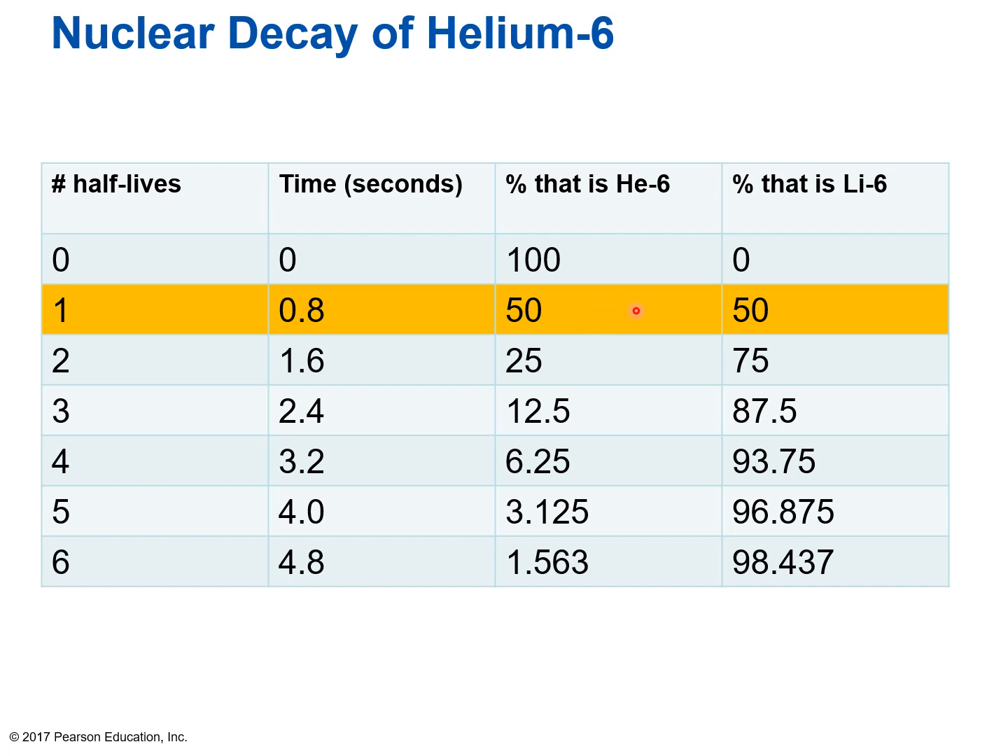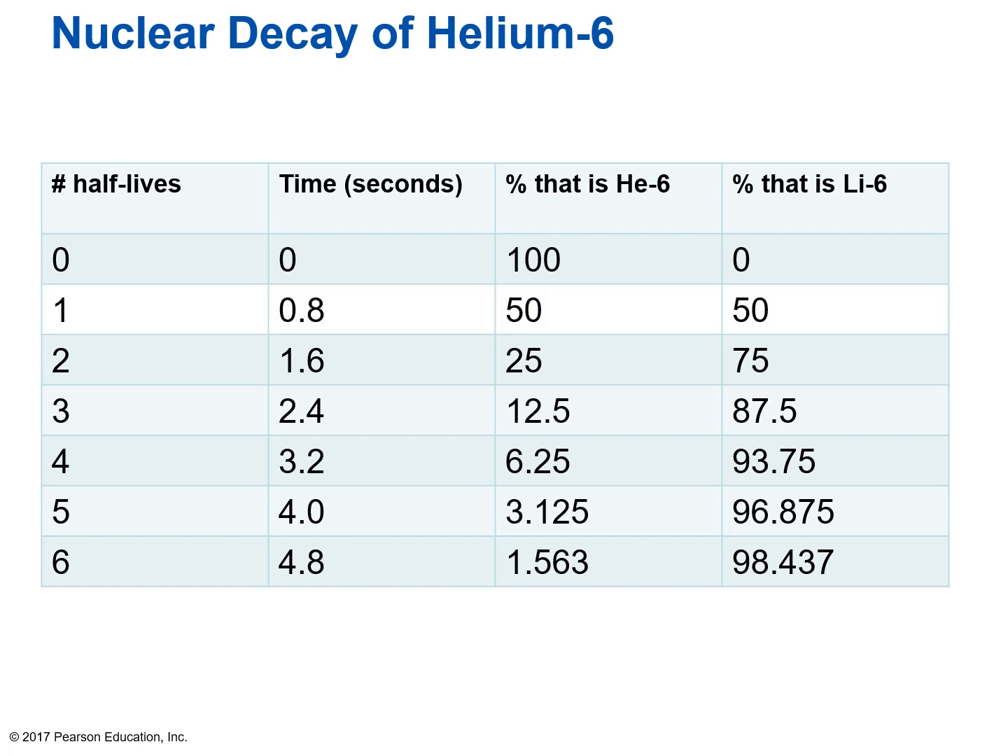Let's now let another half-life go by. So now we're up to 1.6 seconds. And you can see in the third column, the percent that is helium-6 gets cut in half. So every half-life that goes by, it gets cut in half. It started at 100%, then 50, then 25, 12.5, 6.25, and we get all the way down to 6 half-lives having passed by. Now we're up to 4.8 seconds, and we can see that only 1.563% is now helium-6. And the percent that is lithium-6 is whatever 100% minus the percentage of the helium is.